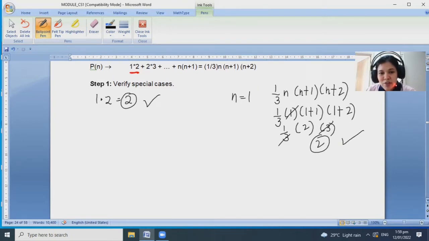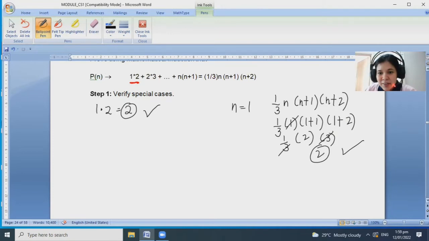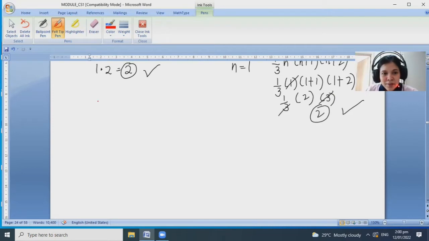Okay, so another one. Let us try again, checking. At least do the checking, because there is a point when I give an activity. Let's see. 1 times 2, and then the next one. We will include the next term: 1 times 2 plus 2 times 3. That is direct, you just connect them. So I will write here 1 times 2 plus 2 times 3.